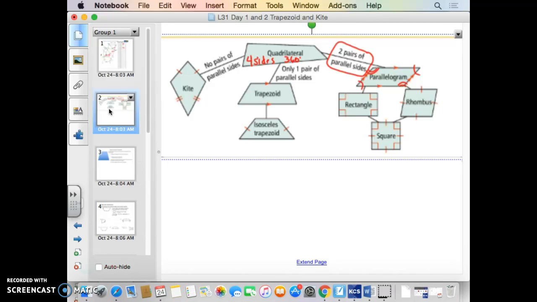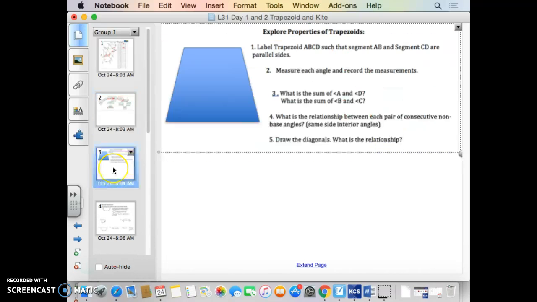Okay. So today we're going to talk about shapes that only have 1 pair of parallel sides, and these are what we call a trapezoid. There are 2 different types of trapezoids we're going to talk about: just the regular trapezoid and an isosceles trapezoid. Very similar to an isosceles triangle, 2 sides are going to be congruent and the 2 base angles are going to be congruent. Then we'll finish up this unit talking about a kite. A kite is a quadrilateral in which we have no pairs of parallel sides, and we'll talk about that in the near future. So the first thing, let's explore the properties of trapezoids.